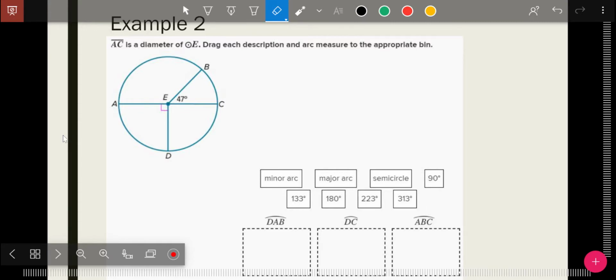AC is the diameter. Drag each description of each one. So DAB is the first one they want to talk about. DAB, D to B through A. It looks very much like it's more than 180, and so that is a major arc.